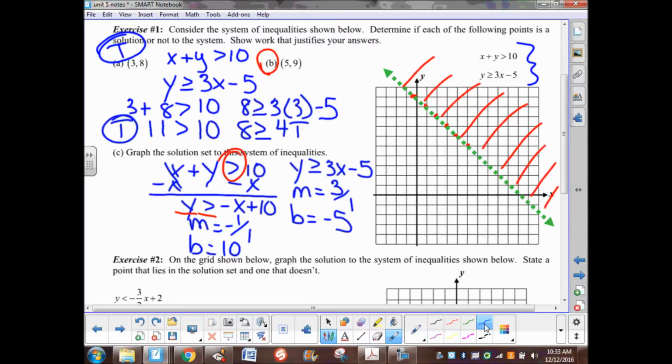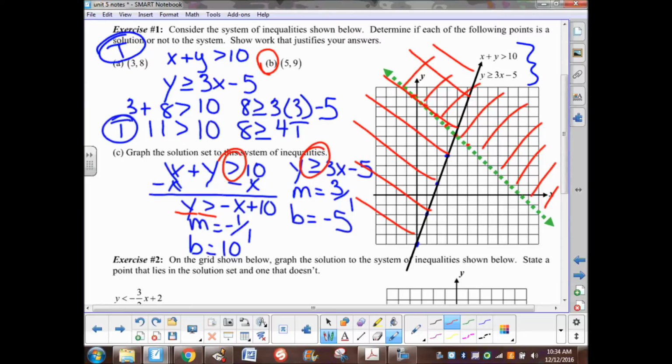And then I graph the second one. My y-intercept is -5, and my slope is up 3, right 1. And the inequality symbol is greater than or equal to, so that would indicate a solid line. And where do I need to shade? Y is greater than, again, greater than's got to go above the line. So you could take this idea.